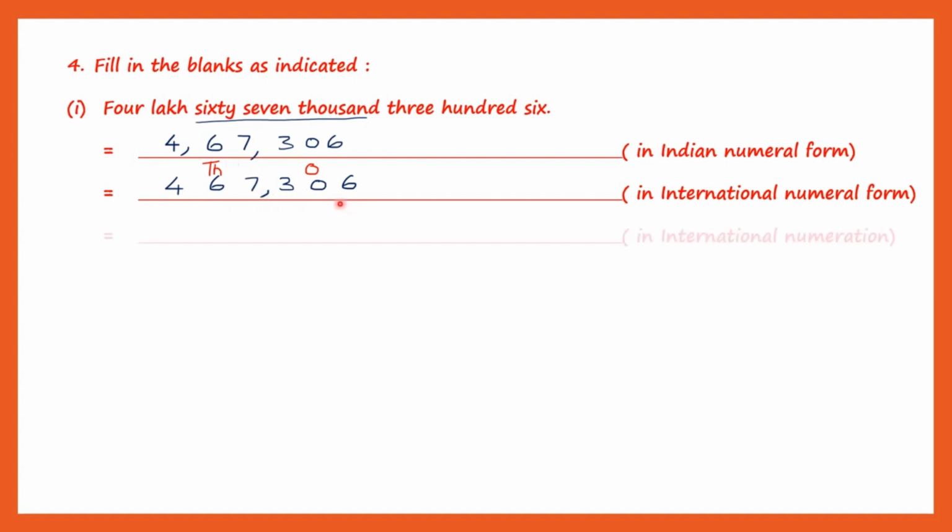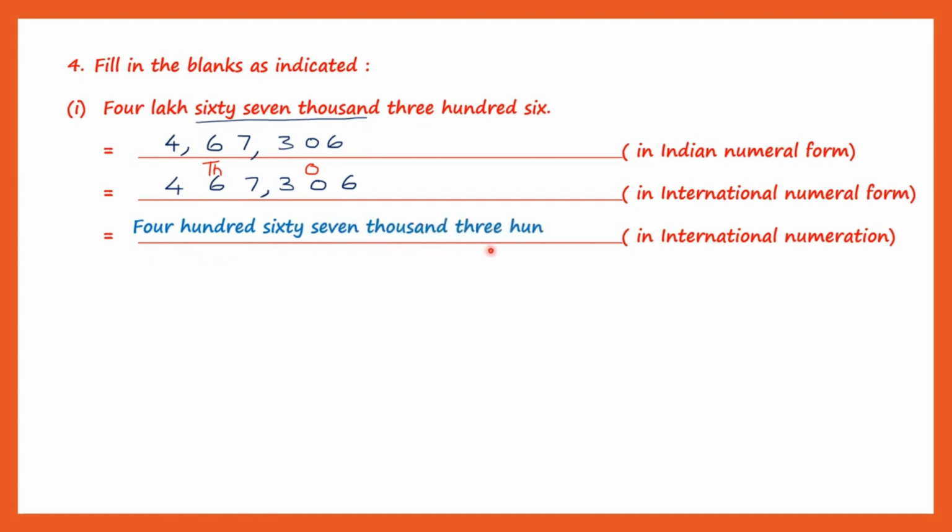So let's read this. 467,306. So now we have to write it in the international numeration. That means in words. So what is it? 467,306. So we have it in words also. Next one. 13 lakh 45 is given to us.